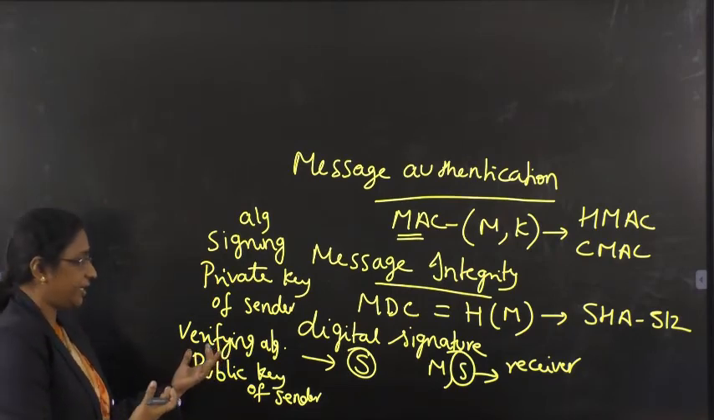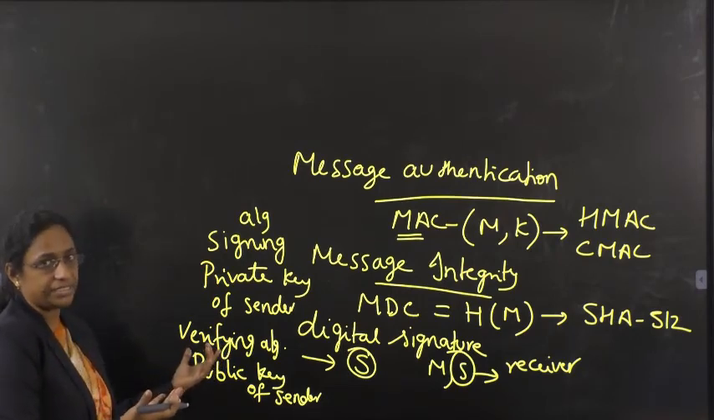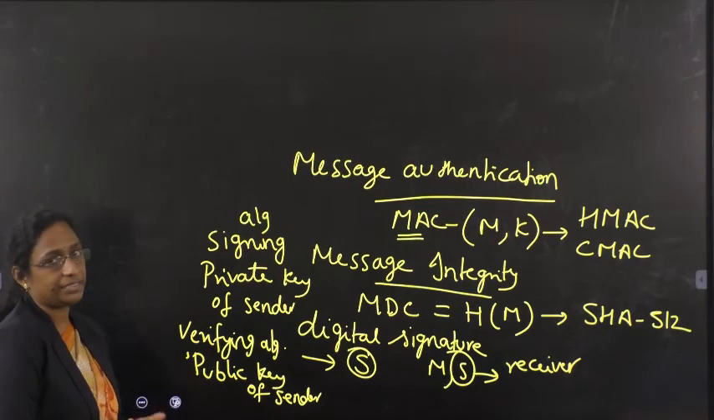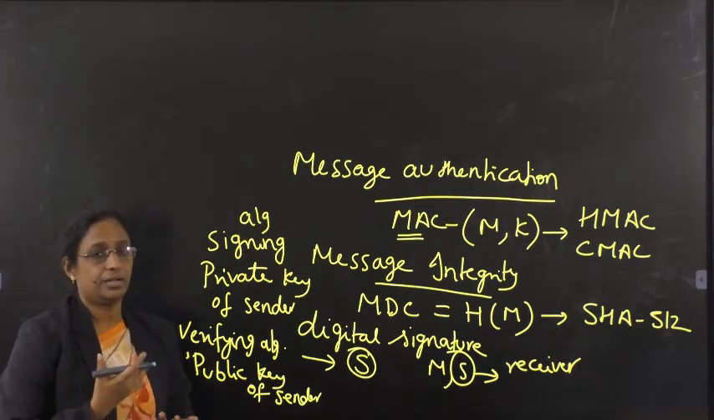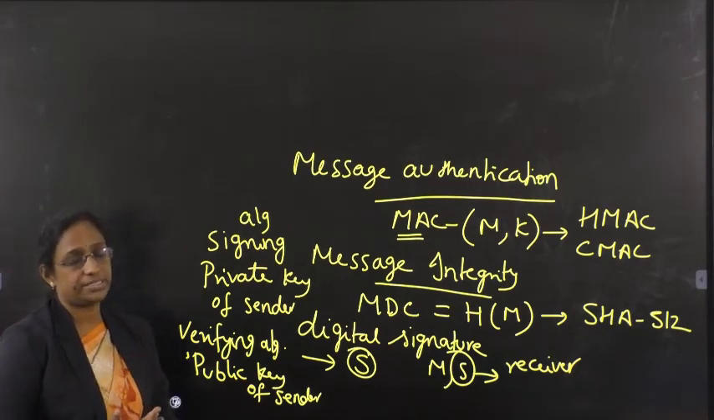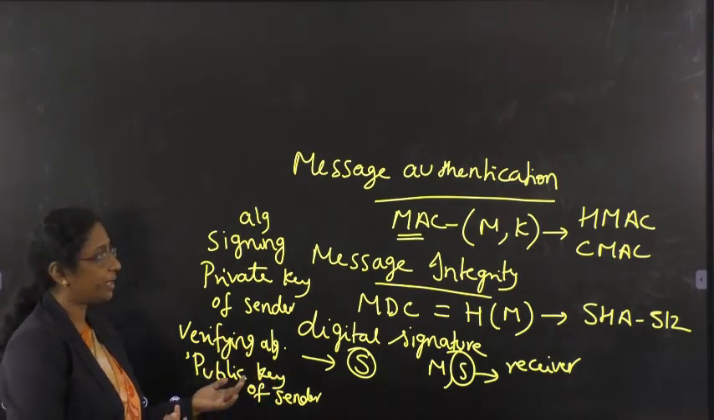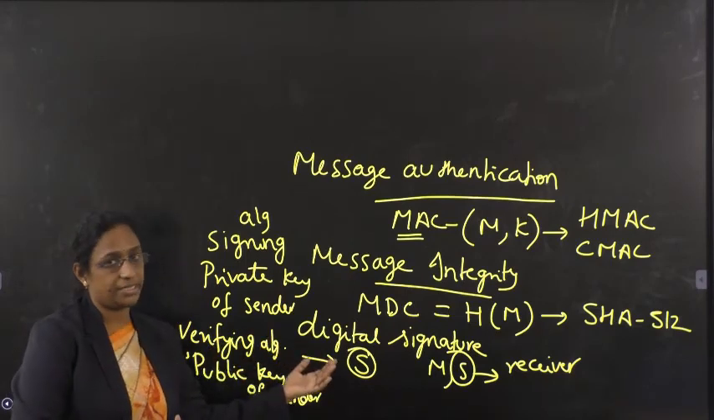If it verifies the signature and returns true, that means the message is accepted. If this verifying algorithm returns false, that means the message is not from the original sender. It is sent by some unauthorized person, and the message will be rejected. Okay, so that is about the digital signature.